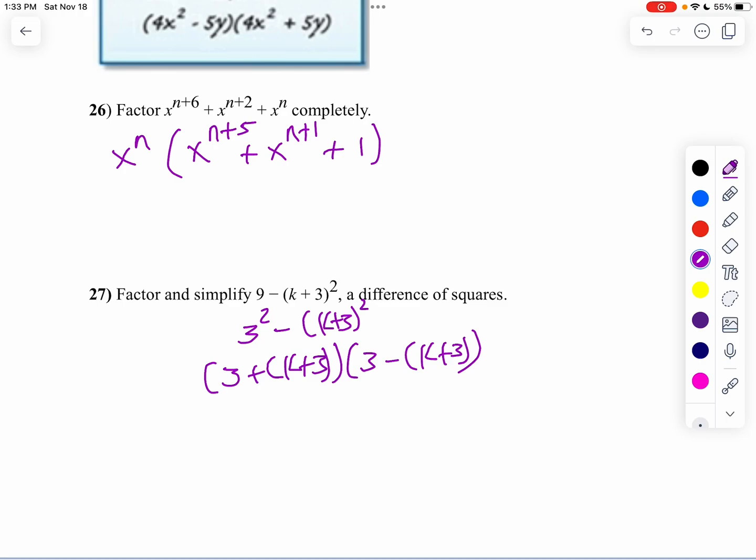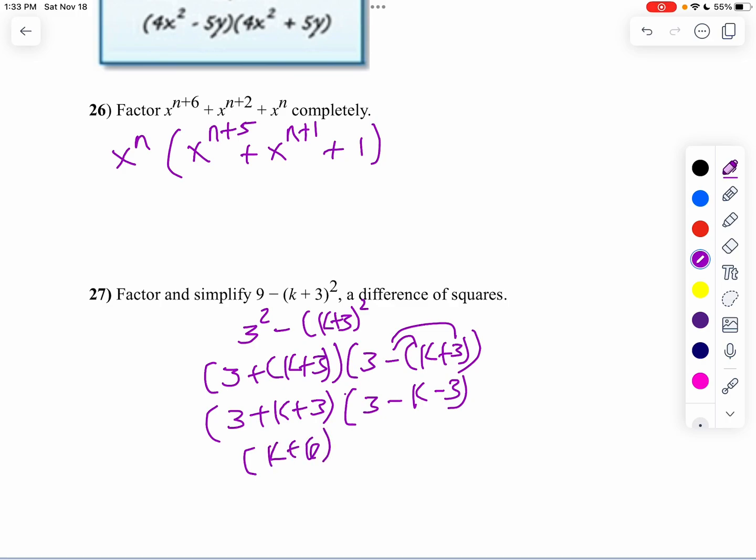Now let's simplify this. So the parentheses don't mean much in the first one. I'm going to write it without the parentheses. So 3 plus k plus 3. Into my second parentheses, I'm going to distribute my negative 1. So I'll get 3 minus k minus 3. So when I simplify my first parentheses, I get k plus 6.